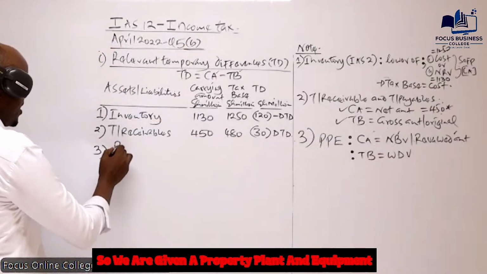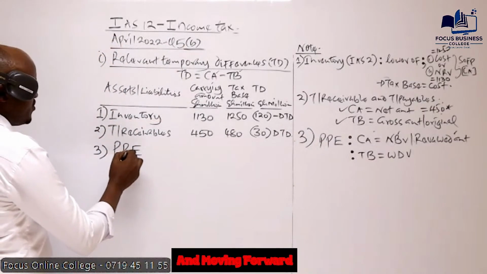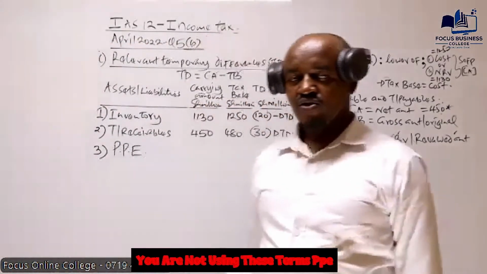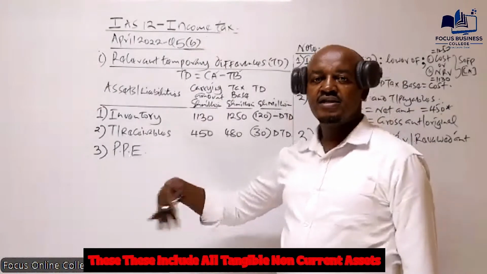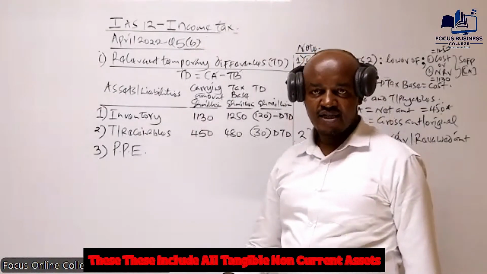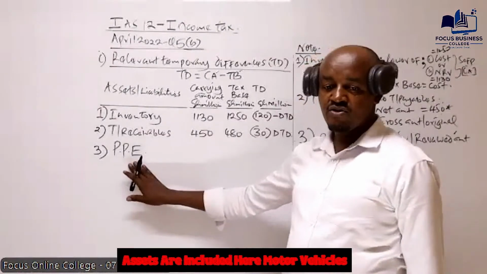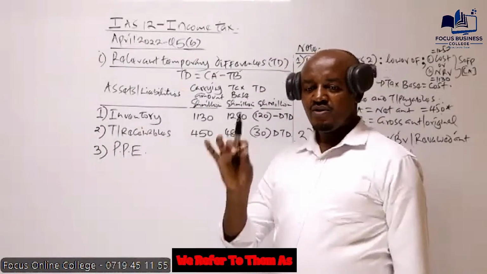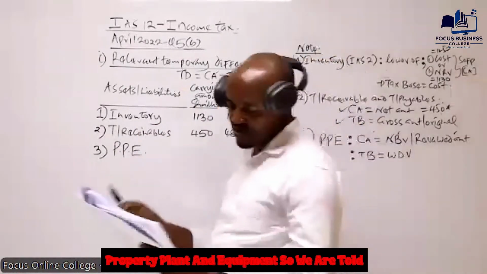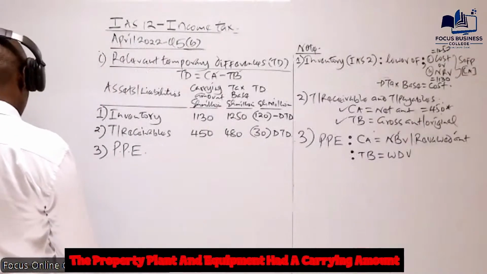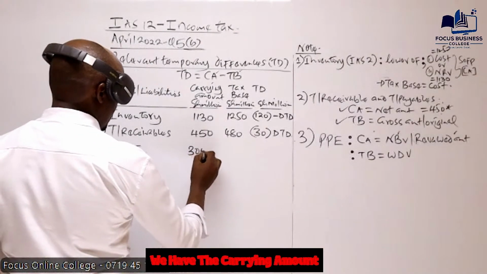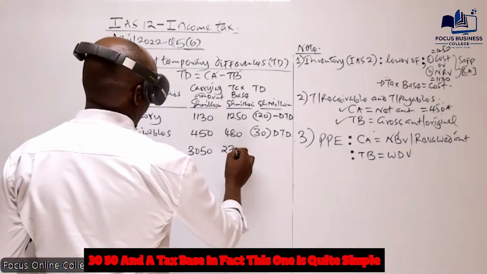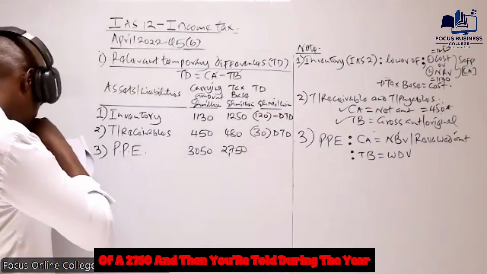So we are given property, plant, and equipment. Moving forward, you need to get used to some of these terms because in the lower level, you are not using these terms. PPE includes all tangible non-current assets: motor vehicles, land and buildings, furniture and fittings, all of them, we refer to them as property, plant, and equipment. So we are told the property, plant, and equipment have the carrying amount 3050, and the tax base, quite simple, 2750.